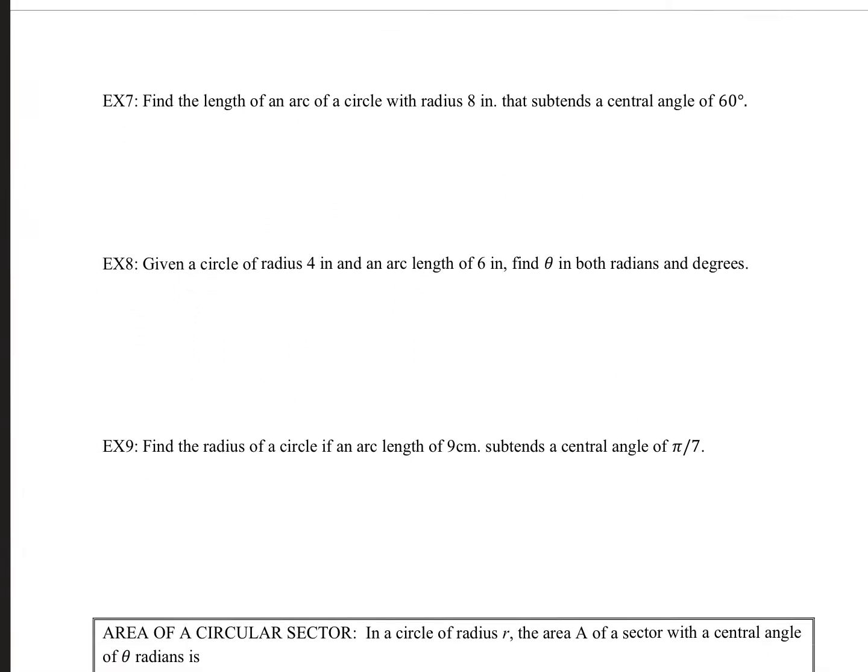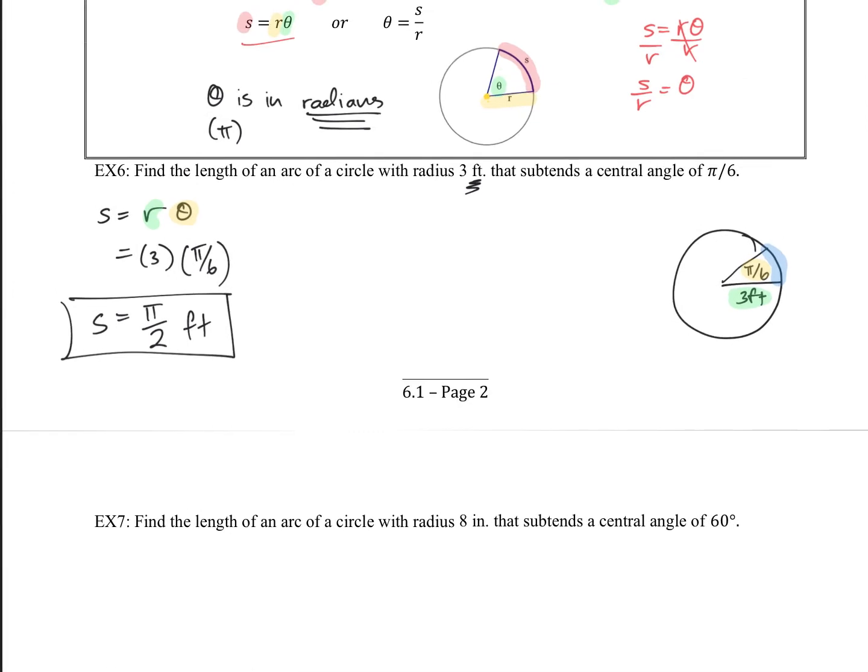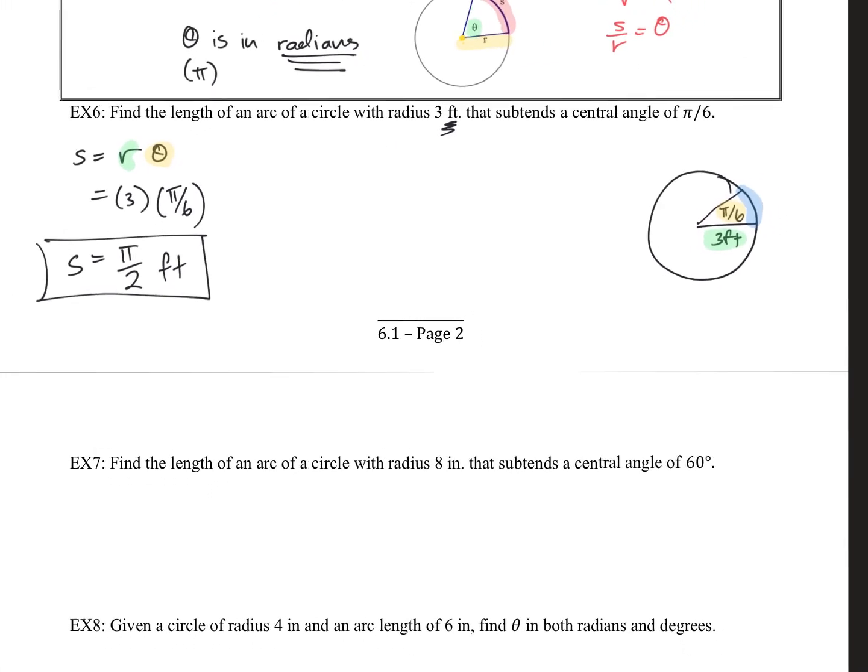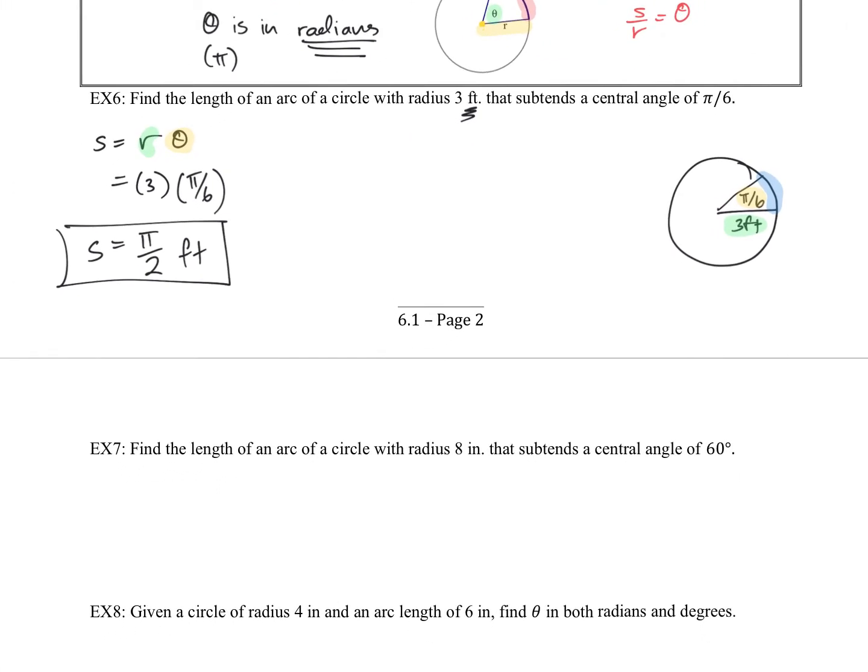Next, find the length of an arc of a circle with a radius of 8 inches that subtends a central angle of 60 degrees. Okay, so we're given this. I'm going to do another circle. Oh, my pen was so horrified it stopped working on me. There we go. Okay, that's a little bit better.